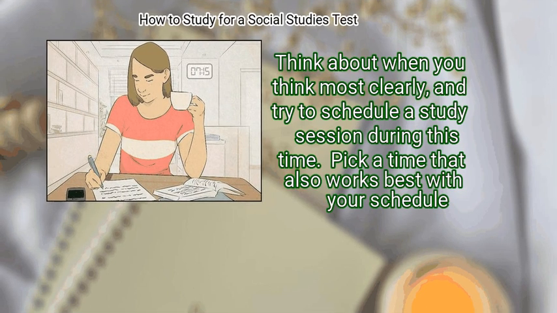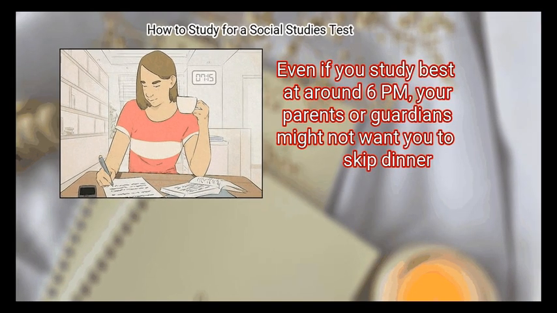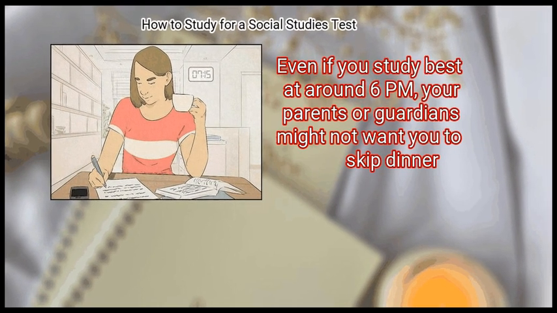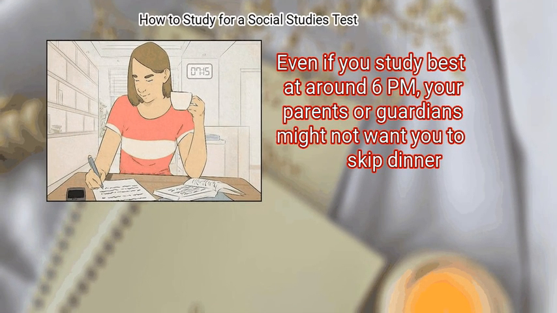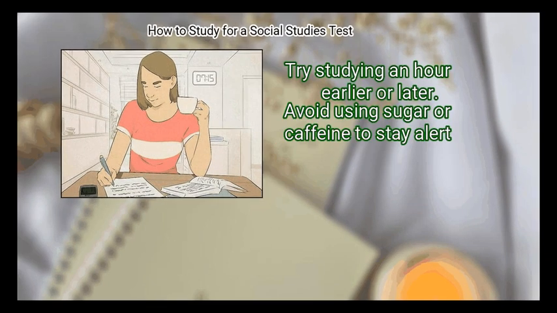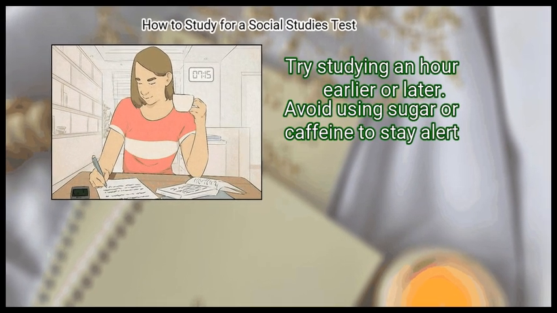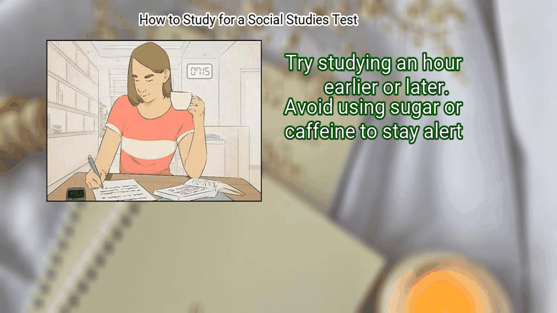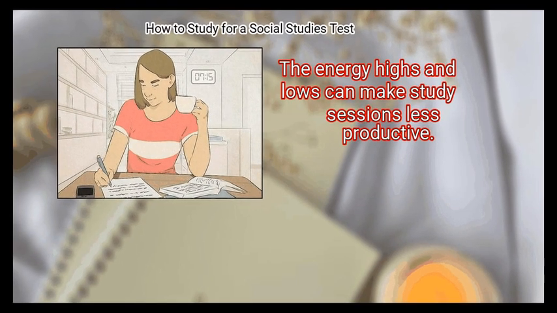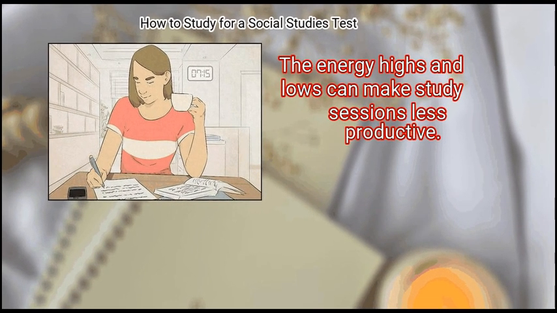Pick a time that also works best with your schedule. Even if you study best at around 6 p.m., your parents or guardians might not want you to skip dinner. Try studying an hour earlier or later. Avoid using sugar or caffeine to stay alert. The energy highs and lows can make study sessions less productive.